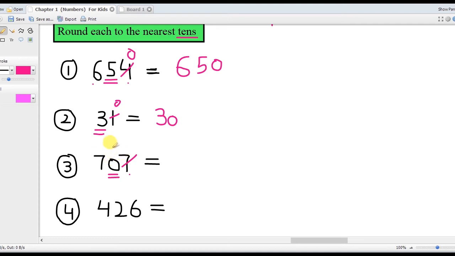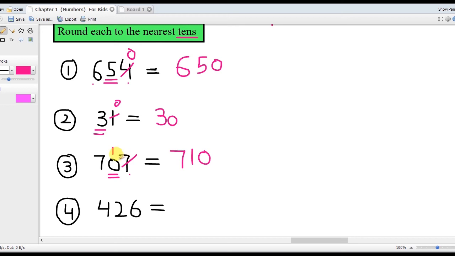So add 1 in the previous digit. So this would become 1. So overall your number would become 710, right? When a number is 5 or more than 5, you have to add 1 in the previous digit. So 0 plus 1 will give you 1. So the number will become 710.